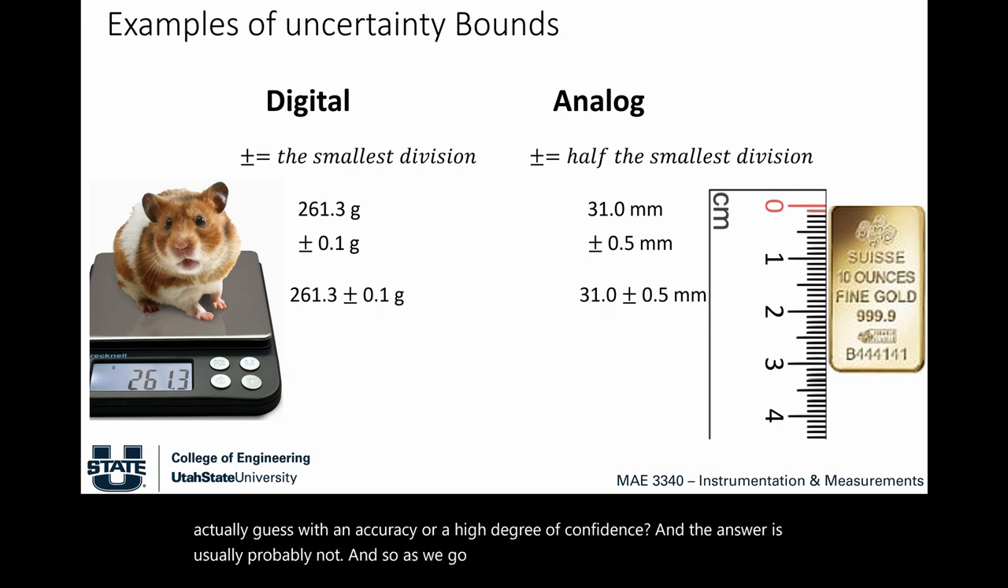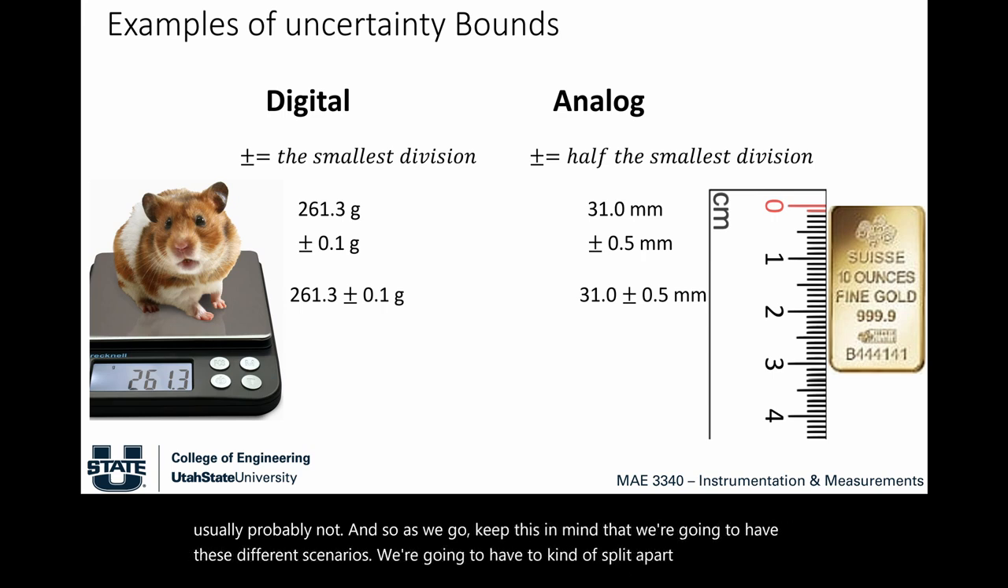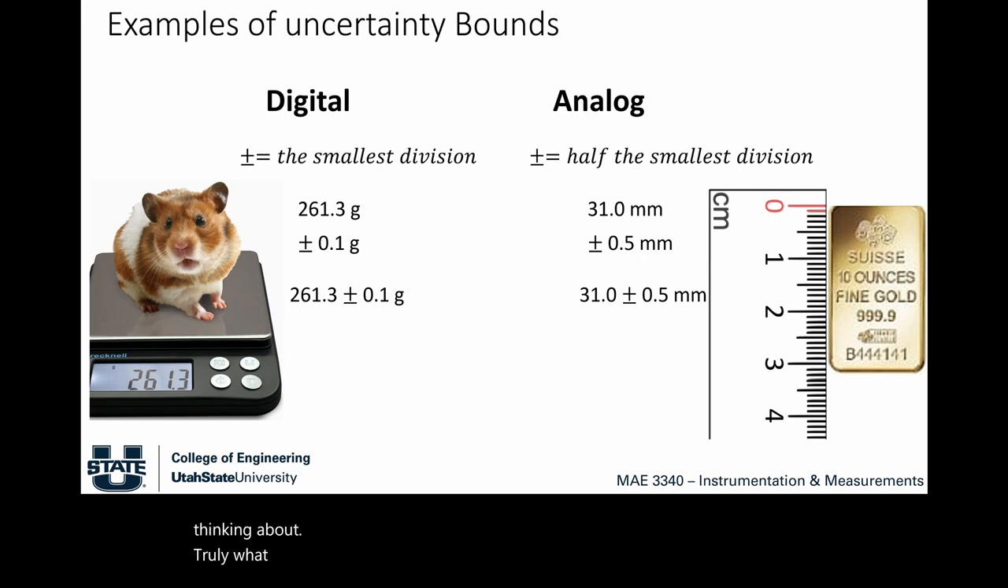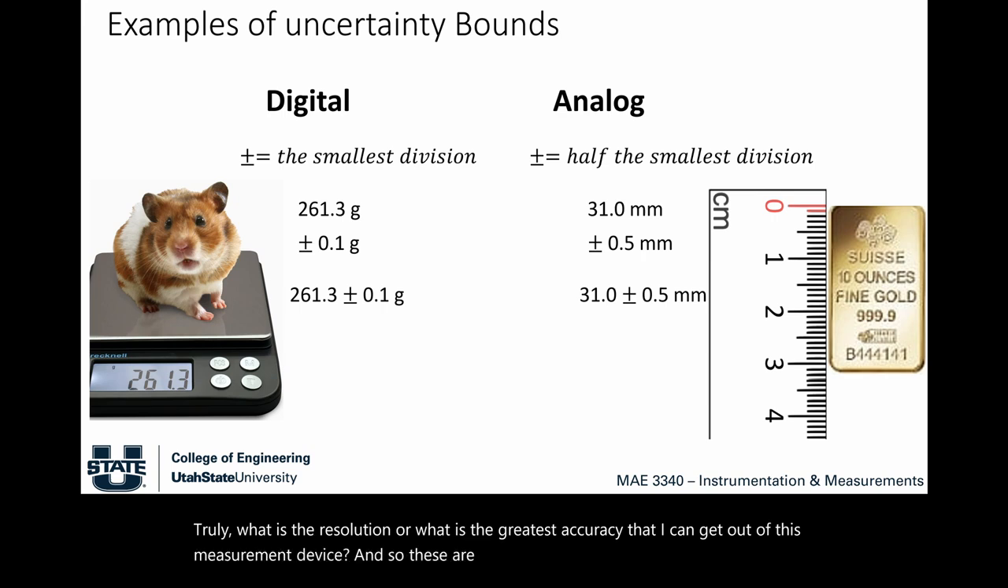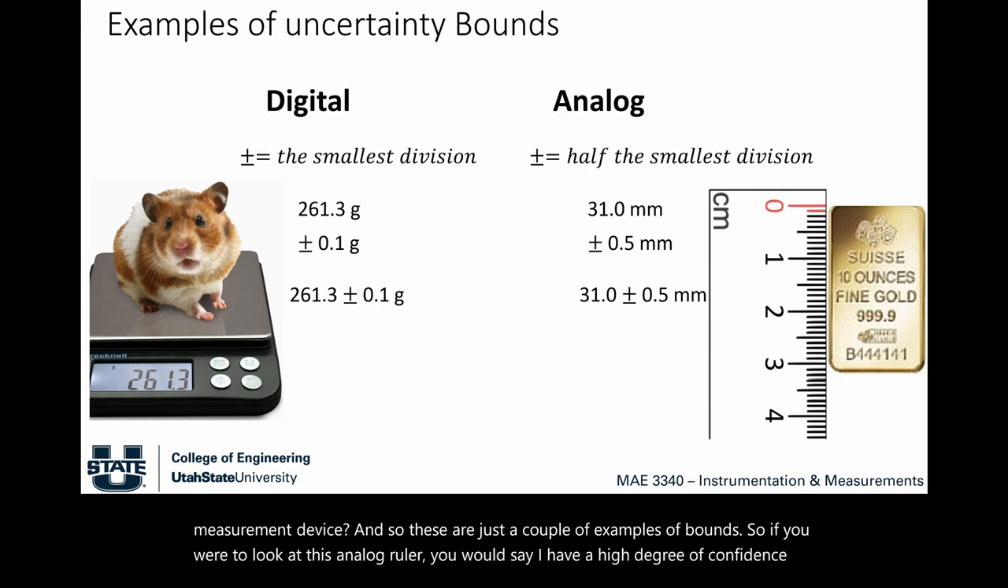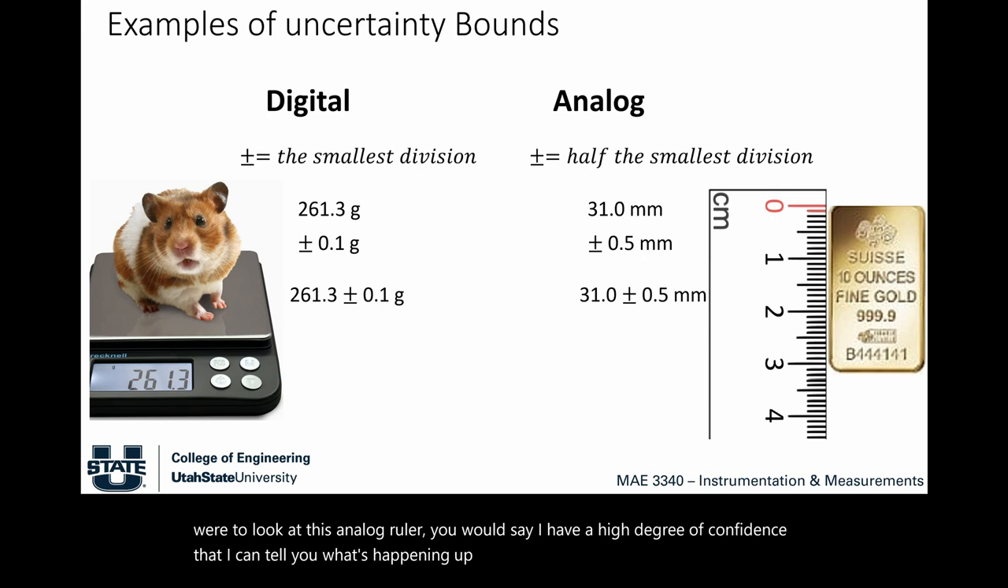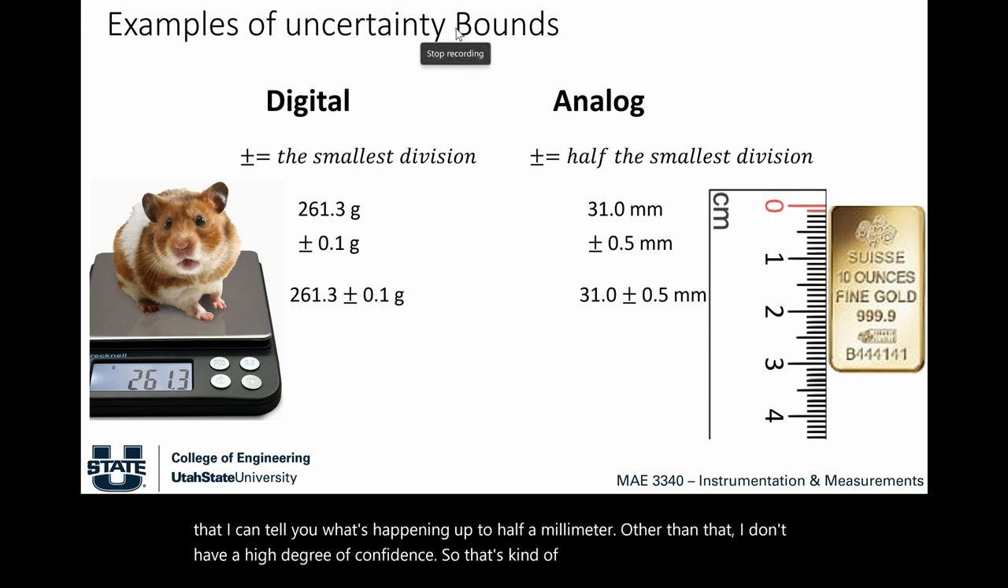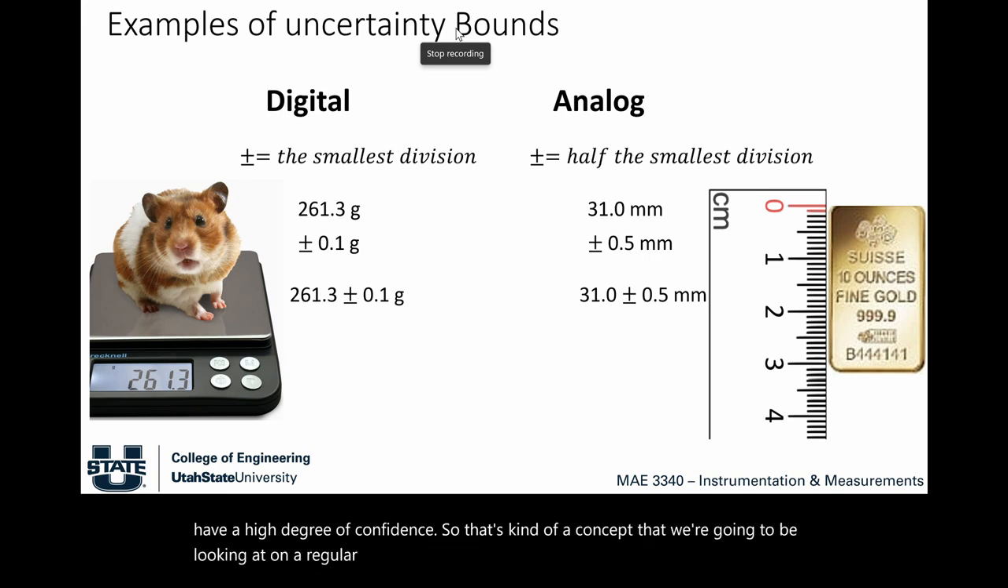And so as we go through, keep this in mind that we're going to have these different scenarios that we're going to have to kind of split apart and really be thinking about truly what is the resolution or what is the greatest accuracy that I can get out of this measurement device. And so these are just a couple of examples of bounds. So if you were to look at this analog ruler, you would say, I have a high degree of confidence that I can tell you what's happening up to a half a millimeter. Other than that, I don't have a high degree of confidence. So that's kind of a concept that we're going to be looking at on a regular basis as we go through uncertainty analysis and uncertainty bounds.